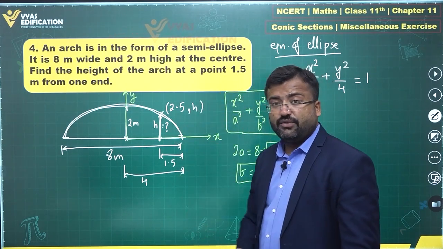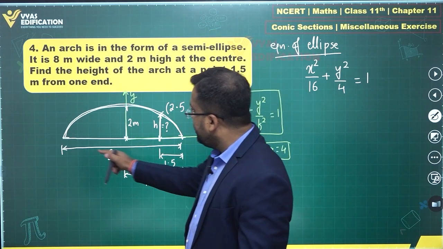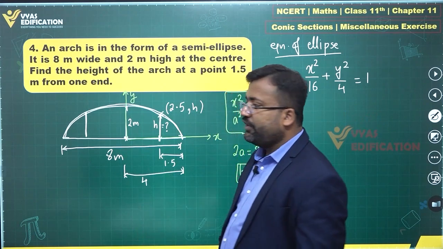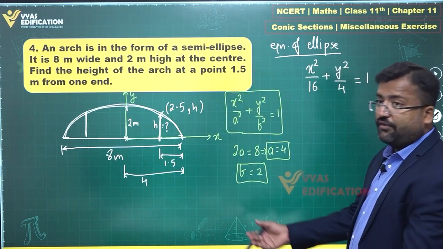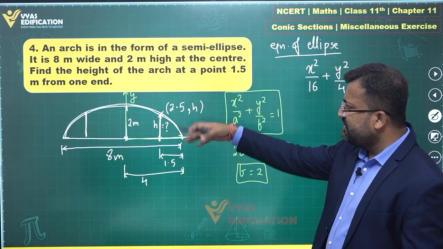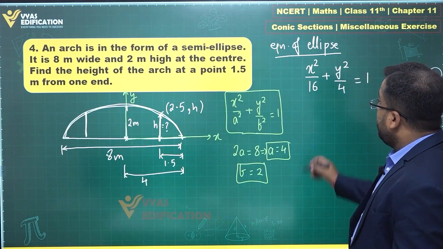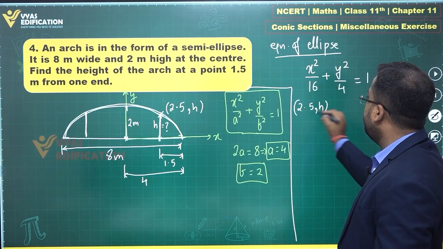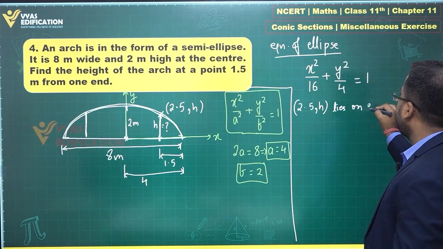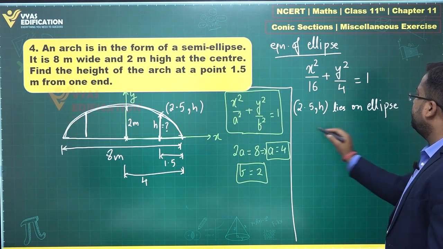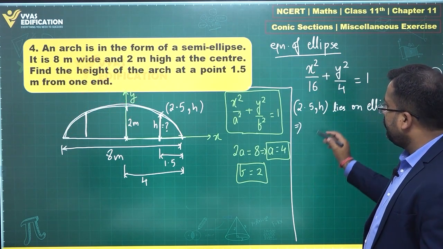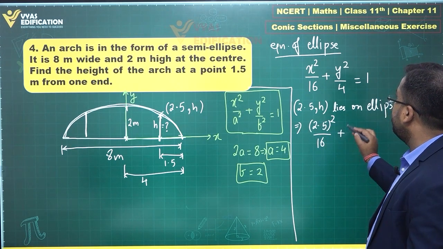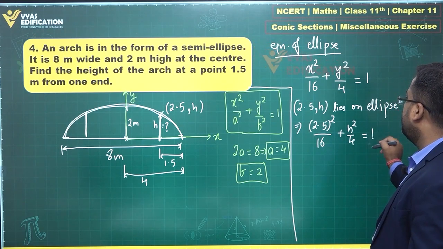You're looking at the first quadrant, right? You could have had a similar point over here as well, and the height would be the same. The x coordinate will be minus 2.5 and the height will be h only from one of the ends, right? But symmetry implies either this or that, we found. So if (2.5, h) lies on the ellipse, then you can say that 2.5 squared upon 16 plus h squared upon 4 is equal to 1.